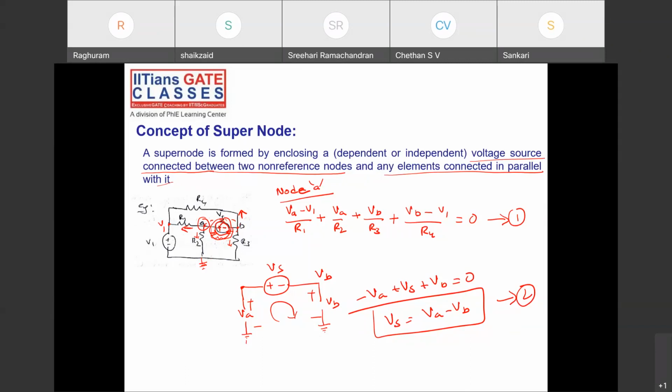I got one doubt here. Why can't it be VB minus VS? The second equation, that's why I wrote it.